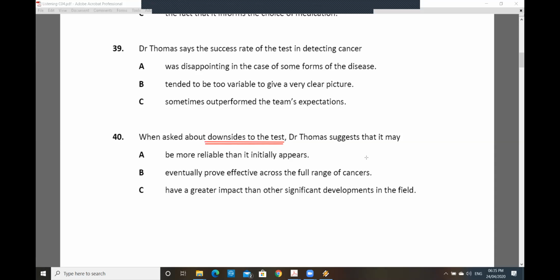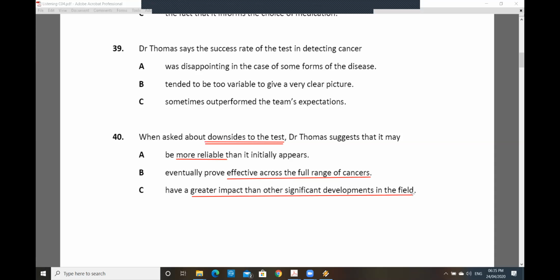Honestly, in the question they ask about the downside, but in the paragraph they only spoke about the positive way, and the answer is also given in the positive way. According to that, he emphasized only the greater impact of their work. So I chose C. Here we had all the answer choices positive: more reliable, then eventually it would prove effective across the full range of cancers, or would it have a greater impact than other developments?